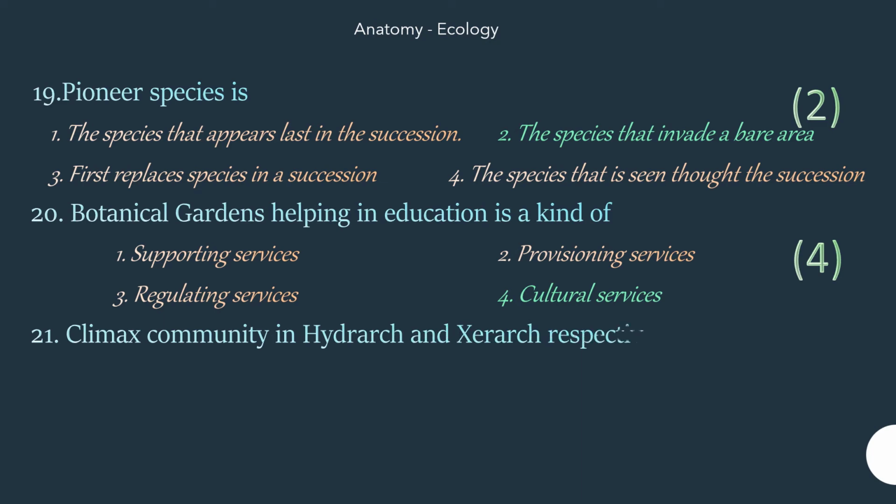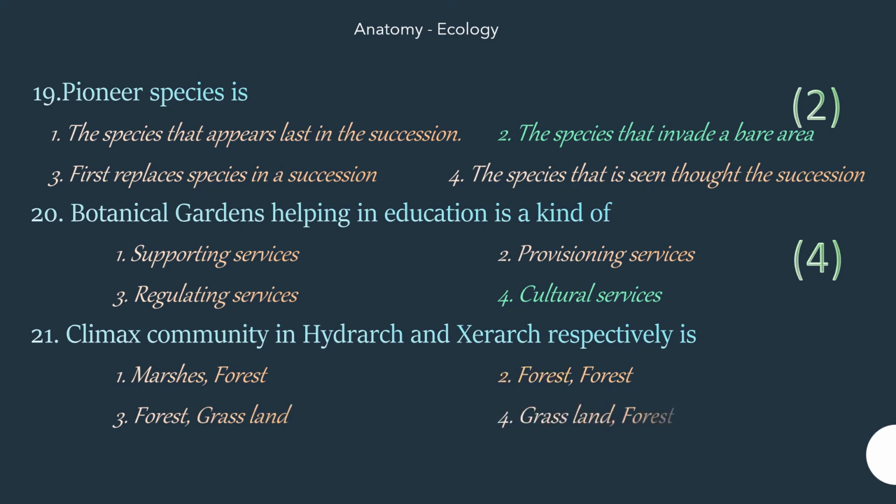Climax community in hydric and xeric areas respectively is: marshes and forest, forest, grassland, option 4, grassland and forest. The answer is 2, forest.